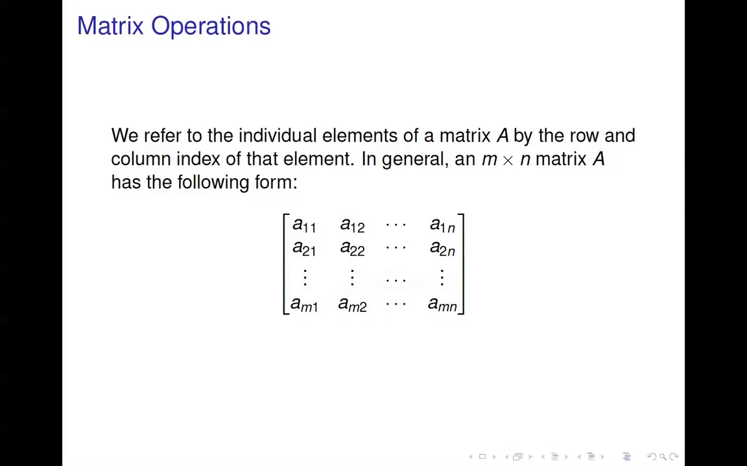This is section 2.1 on matrix operations. Just some basics out of the way first. We refer to an m by n matrix A as a matrix with m rows and n columns, and the individual elements in the matrix we denote by lowercase a with a subscript ij, where i is the row index, j is the column index.